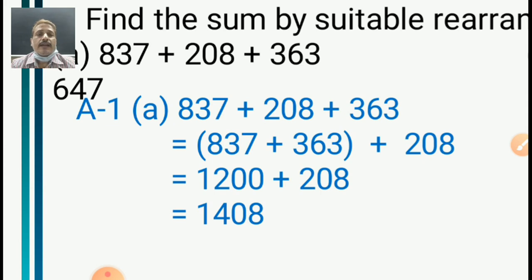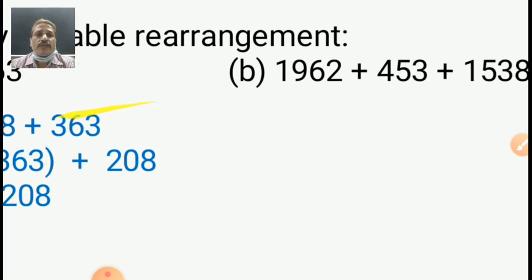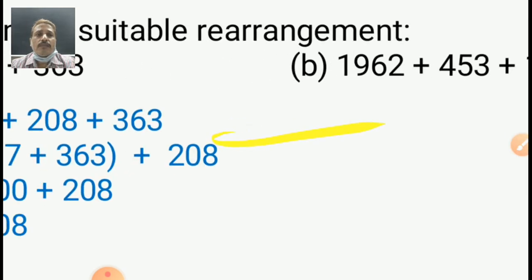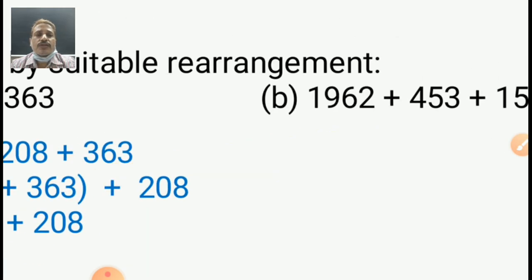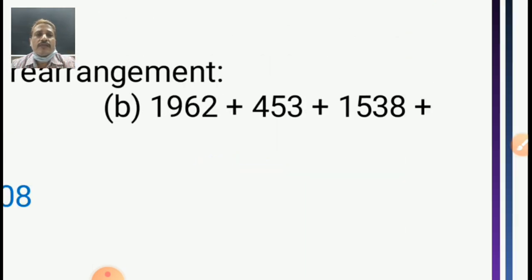Okay? Yes. Now here is question number 2. Question number 2 is very simple. But here 4 numbers are written. One number comes down, 647. Student, don't be afraid. 647 is the number.